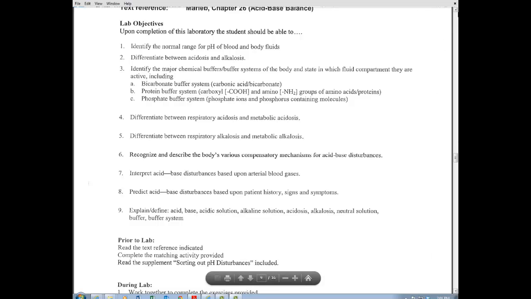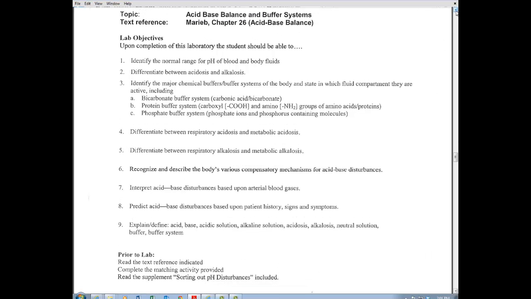Alright, we're going to pick up on the next lab topic, which is acid-base balance and buffer systems. This is found on page 97 of your packet. I've also included some handouts in the attachment on Blackboard to help you with the case studies and the worksheets that come with this lab, in case you didn't get them in lab.